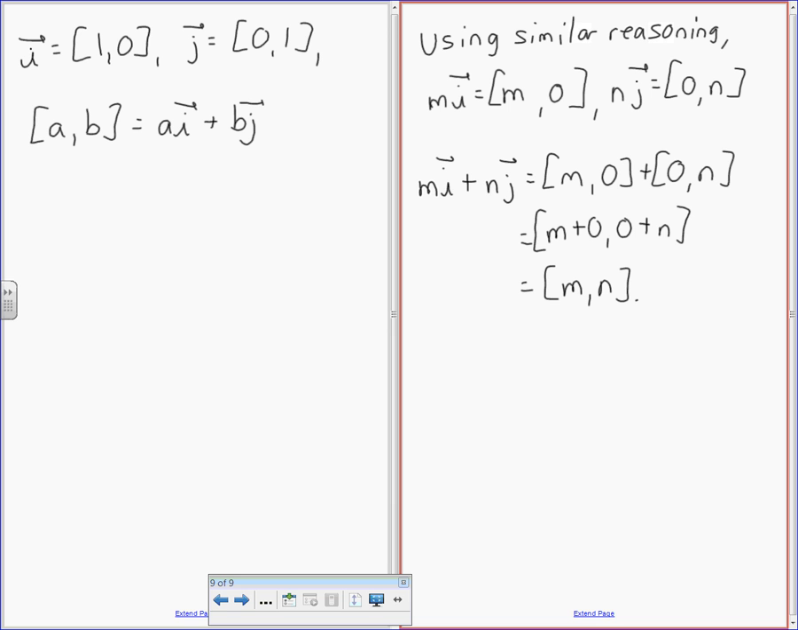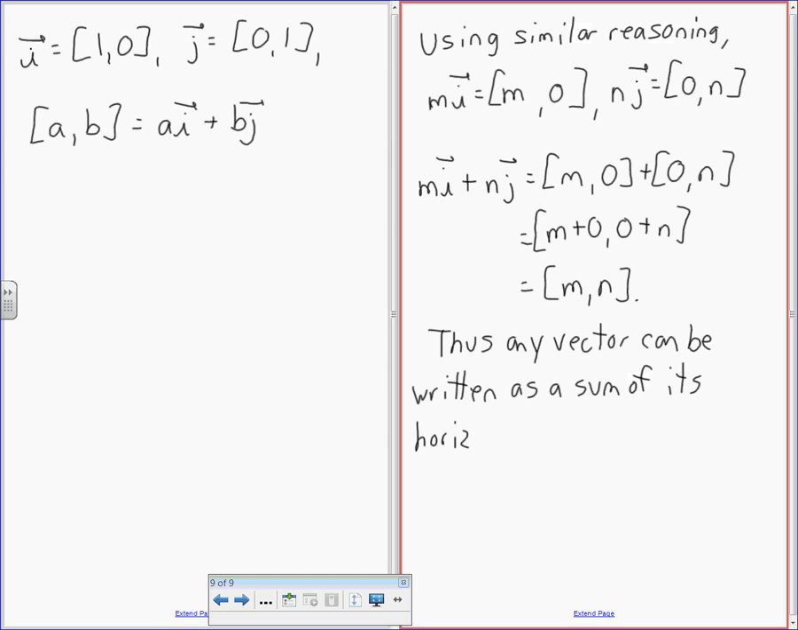Okay, so all I'm saying, what we showed there is that any vector can be written as a sum of its horizontal and vertical components. And this really shouldn't shock you, because we just did it for a whole week there at the end of the last chapter. We just proved it here.